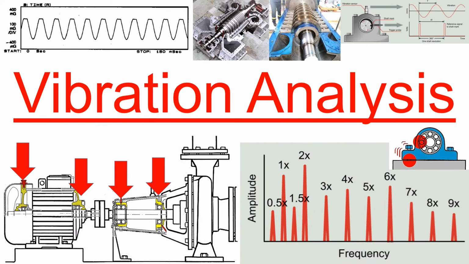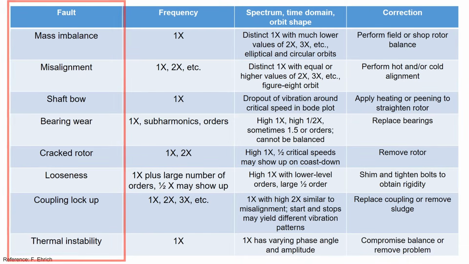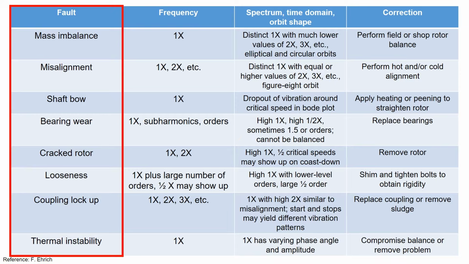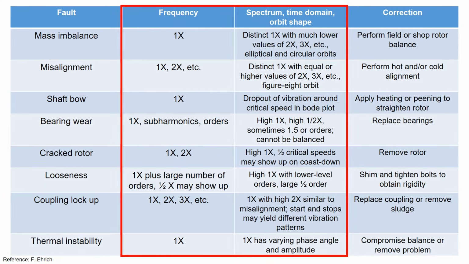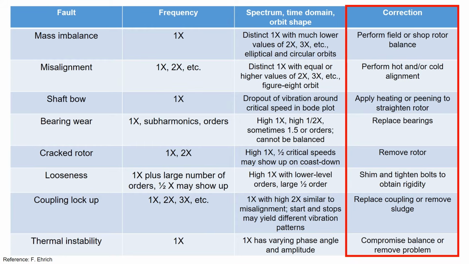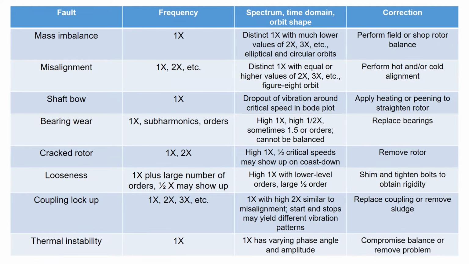We'll discuss how to diagnose common conditions by analyzing noise spectrum. The table highlights the type of faults that can be detected through vibration measurements. Each fault can be identified by examining the frequency spectra and orbit shapes. We've also provided corrective actions on the right for your reference.